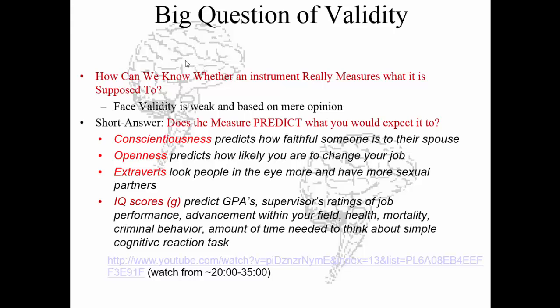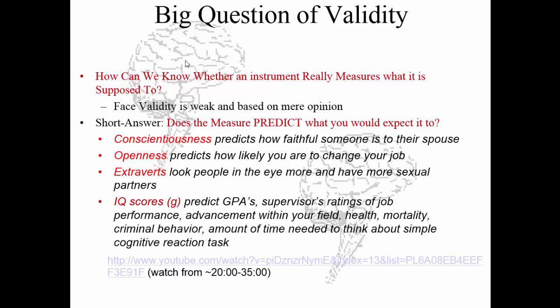IQ scores. Despite all the bashing that they get, we actually have more evidence for the validity of IQ tests in predicting things than for many things in psychology, I would say. IQ scores predict future GPA, so if you take an IQ score now and then go to grad school, or really undergrad, it tends to predict your GPA. Does it predict it perfectly? Well, definitely not. But does it tend to predict it? And the answer is yes.